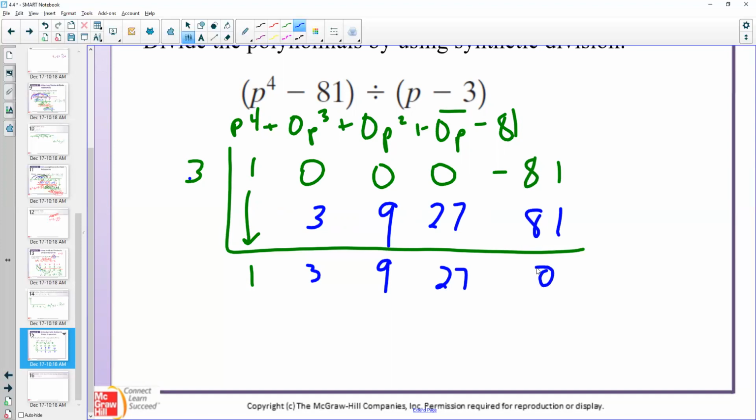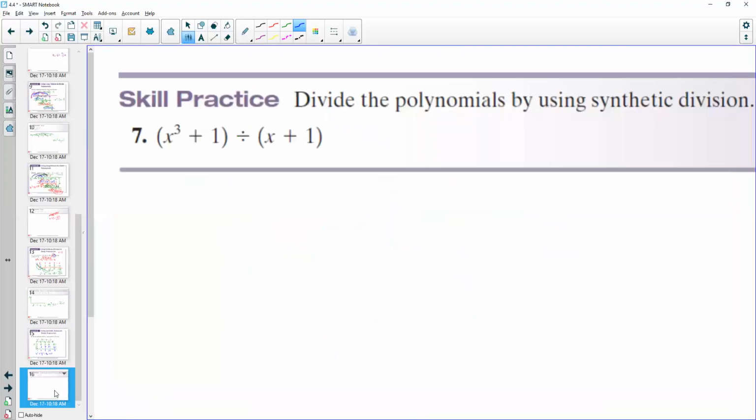Okay, so now I rewrite. So I was at p to the 4th, so I'm going to start at p to the 3rd. P to the 3rd plus 3p squared plus 9p plus 27. And it's done because there's a 0 at the end. Ta-da! All right, you try this last one. Here's the last example. Works the same way. Final answer should be x squared minus x plus 1.